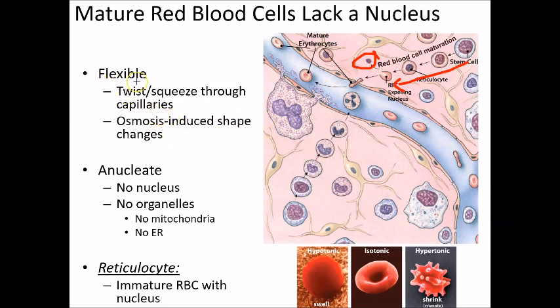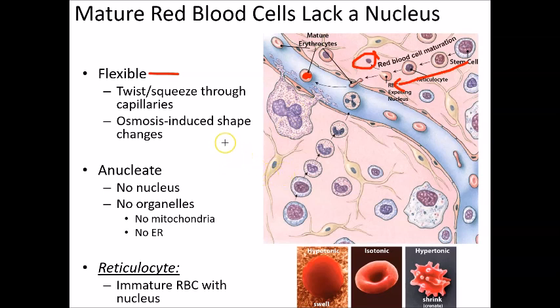A couple other properties of red blood cells: they tend to be very flexible. That's because they can twist and squeeze and move through very thin diameter capillaries. They can have osmosis-induced changes, so they can fill with water, as we saw in lab with hypo, hyper, and isotonic solutions. You can see here in the pictures they are biconcave discs, so they have this circle in the middle right here. That's a depression. It increases the surface area that allows better exchange of oxygen.